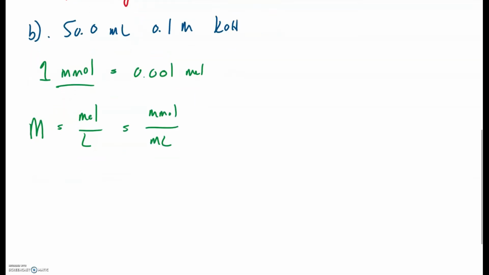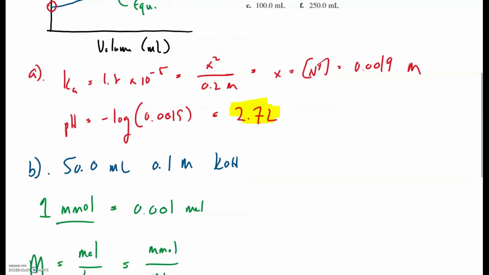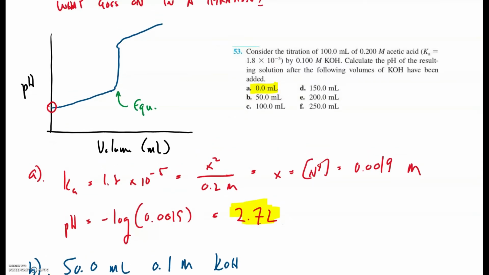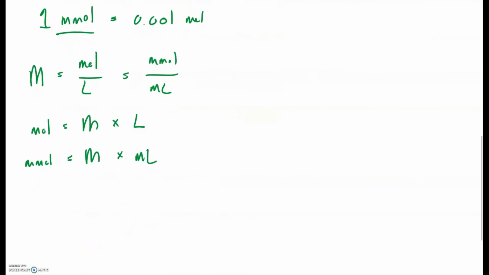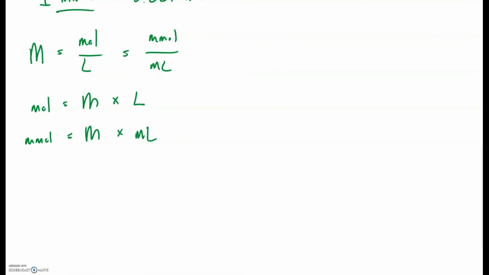What's nice about this is that if we flip this equation around, moles is equal to molarity times liters, and that means that millimoles is equal to molarity times milliliters. So here's why we're doing this. If we have 100 mils of 0.2 molar acetic acid, how many millimoles is that? So we have 100 milliliters of 0.2 molar.